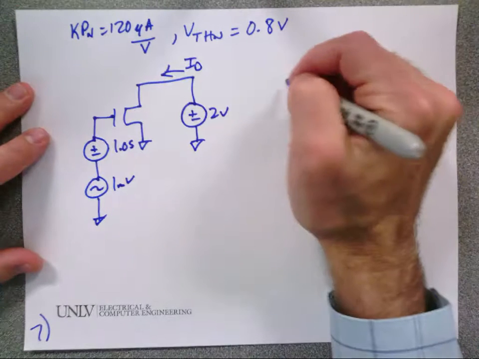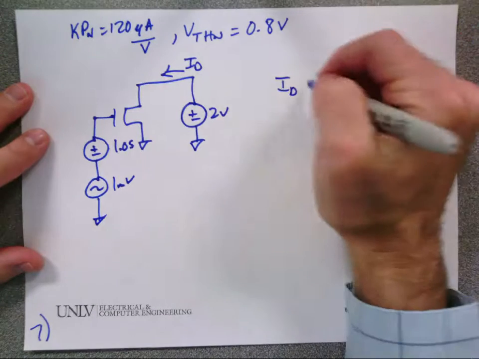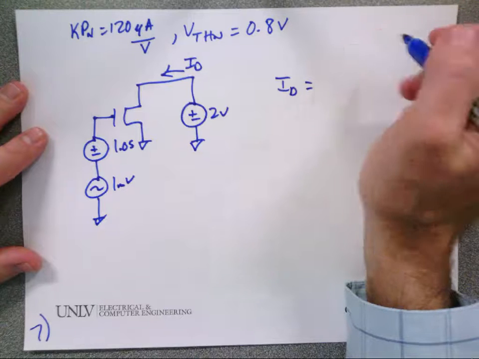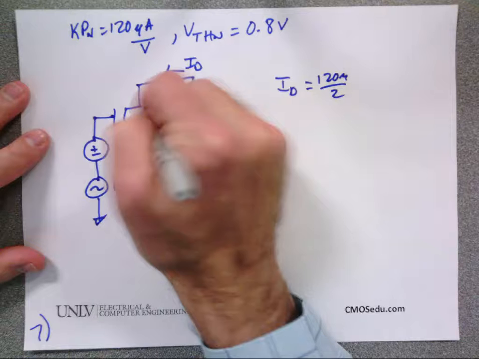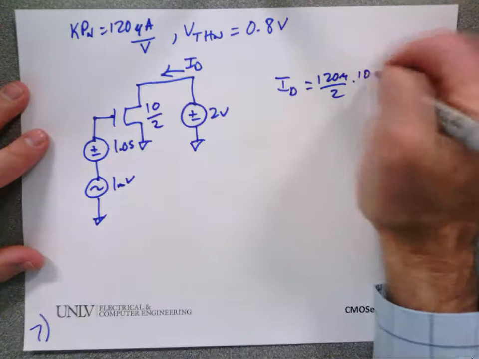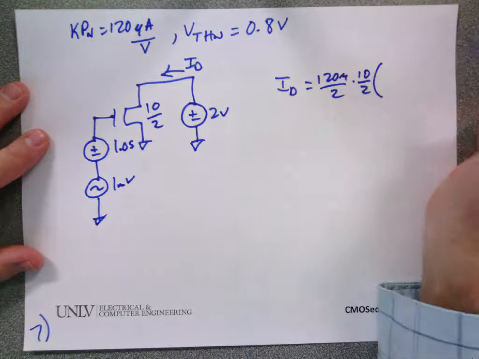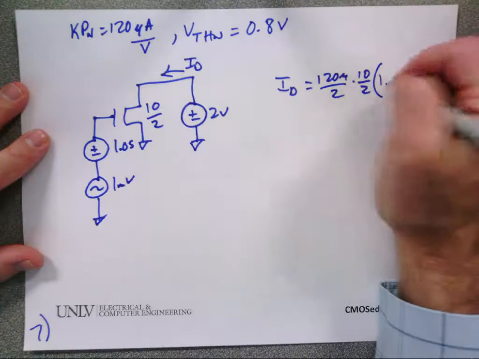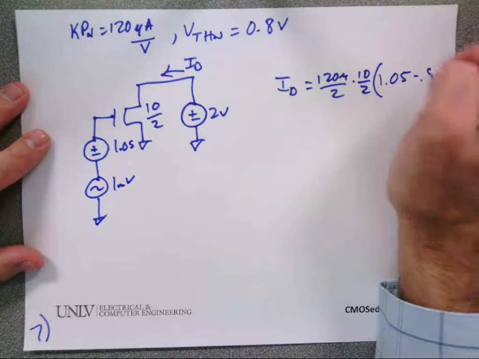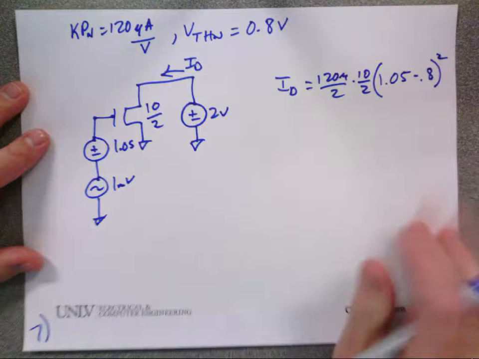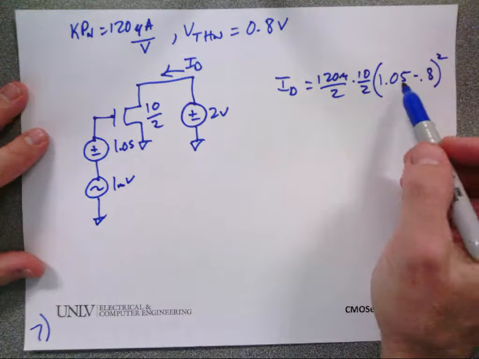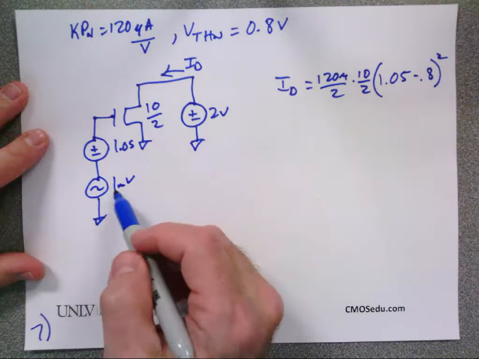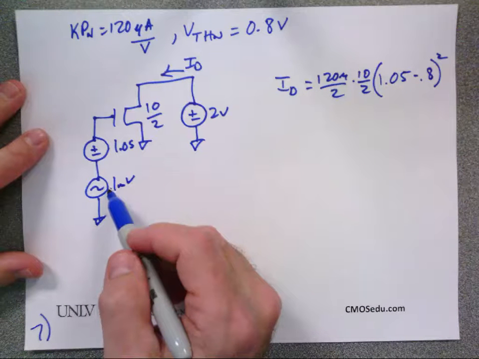Tell me how to do it. 120 micro divided by 2. This is a 10 by 2 times 10 by 2. What do I use? Okay, does anybody mind that I use 1.05 instead of 1.05 with the AC plus or minus 1 millivolt?